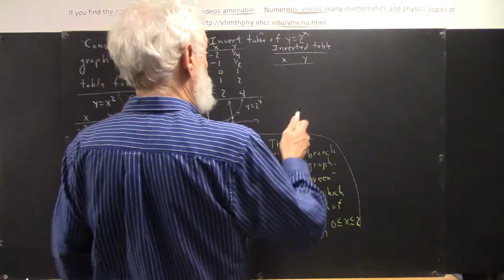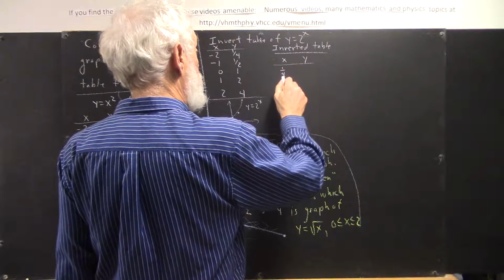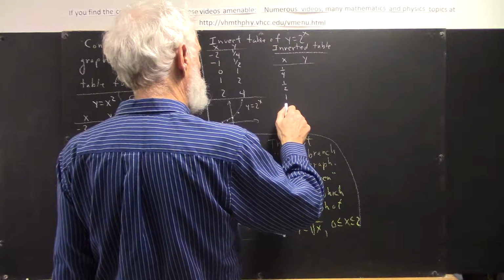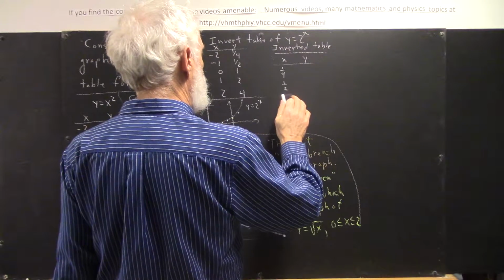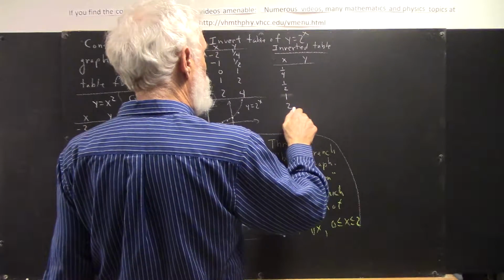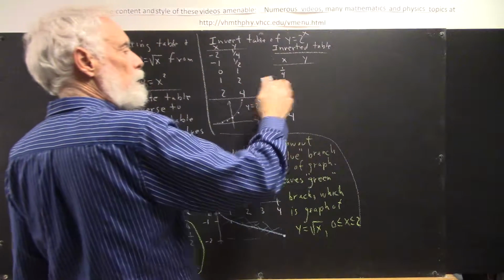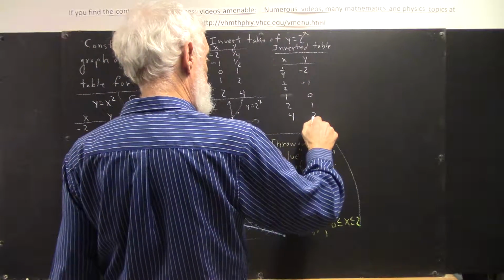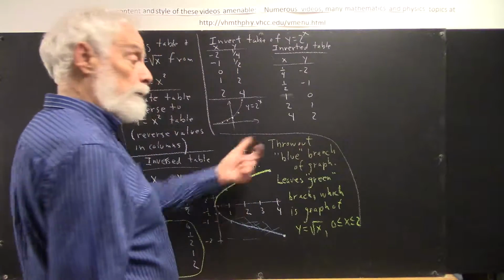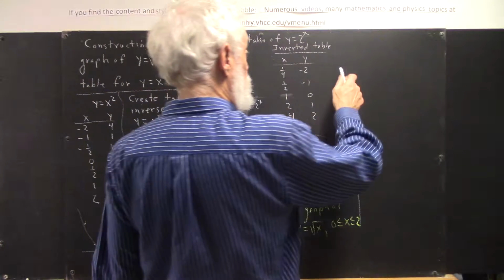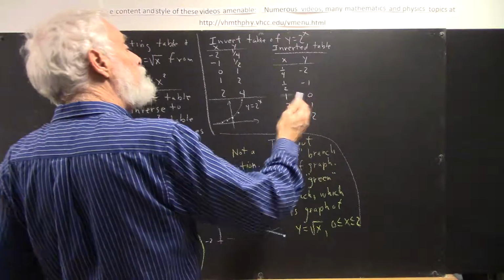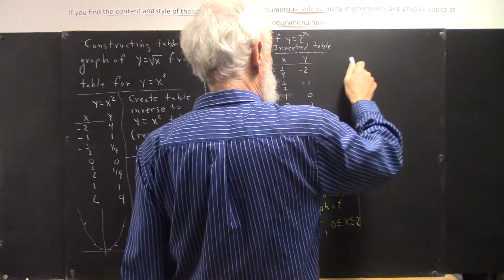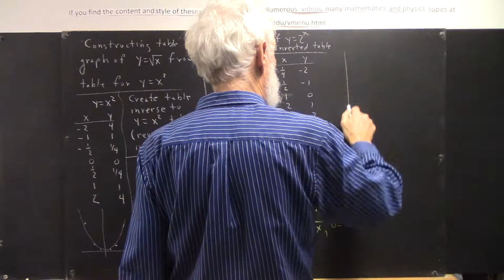In any case, we invert the table. Okay, so we got 1/4, 1/2, 1. No, sorry. Okay, 1, 2, and 4. And then we got -2, -1, 0, 1, and 2. Well, there's the inverted table. There's nothing to that. We just wrote down the columns. The y column becomes the x column, and the x column becomes the y. And now we construct our graph.